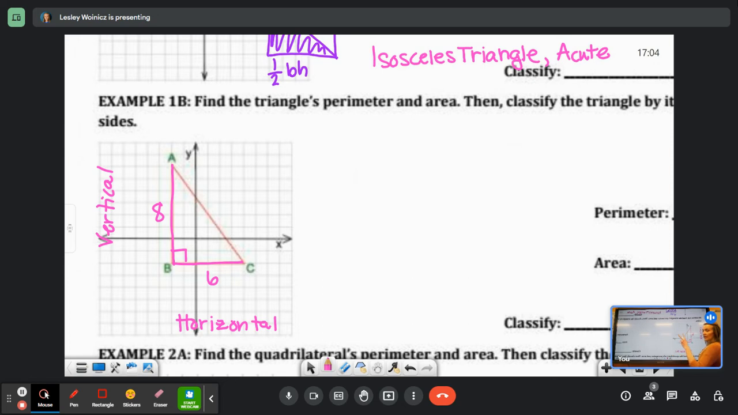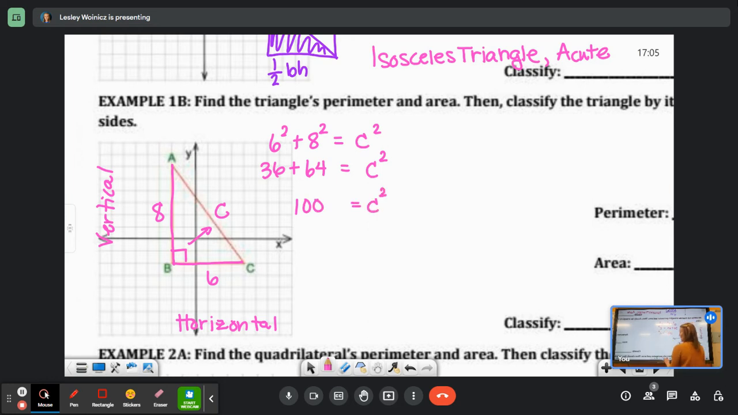Okay, so again, I have my 2 little legs. Okay, and I can use my little legs to find my C value, my hypotenuse. So my 6 squared plus my 8 squared gives me my C squared. 6 squared is 36. 8 squared is 64. 36 and 64 make 100.